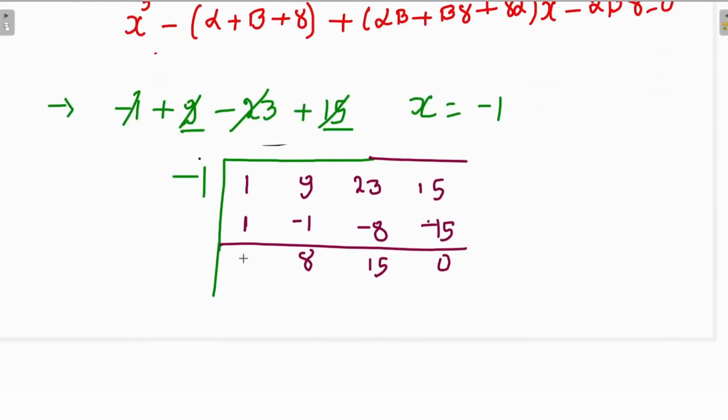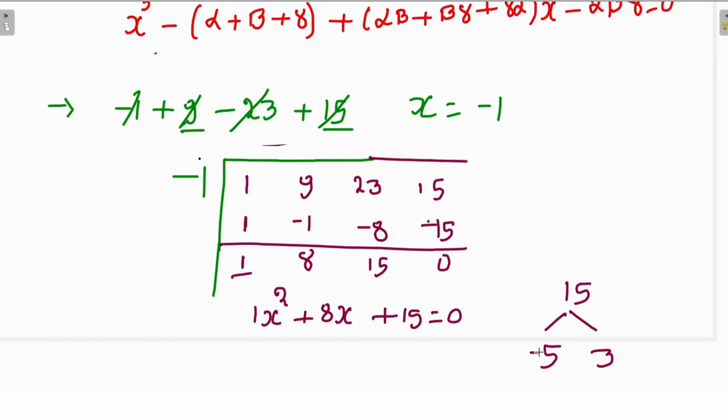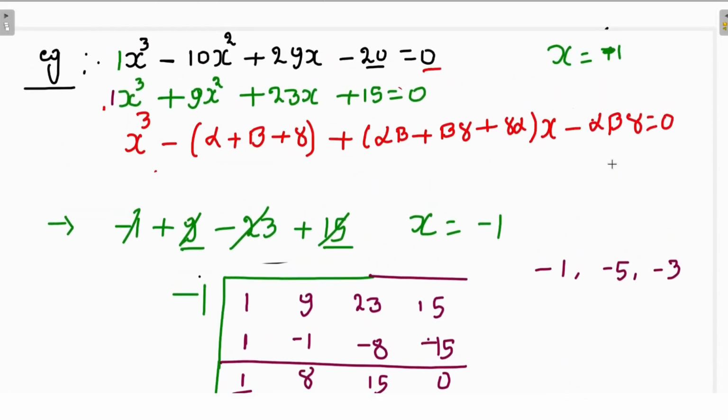Then I write the quadratic equation: 1 into x square, x square plus 8, because here I have plus 8, 8 into x, 8x. Here I have plus 15, that's why I write plus 15 is equal to 0. If I solve this equation, 15: 5 threes are 15 because I have 3. Since the signs are plus plus, then the answer will be minus minus, divided by 1. So the final answer for this cubic equation is minus 1, that is alpha, minus 5, minus 3, that is beta and gamma. See, minus 1, minus 5, minus 3. If you do this here, you will get these answers.